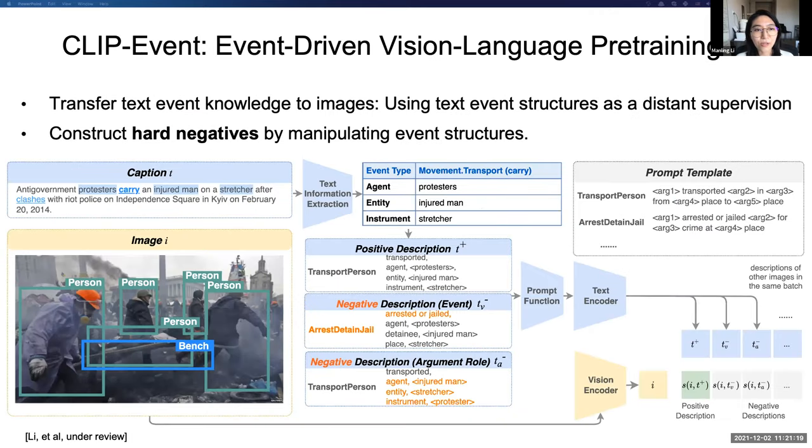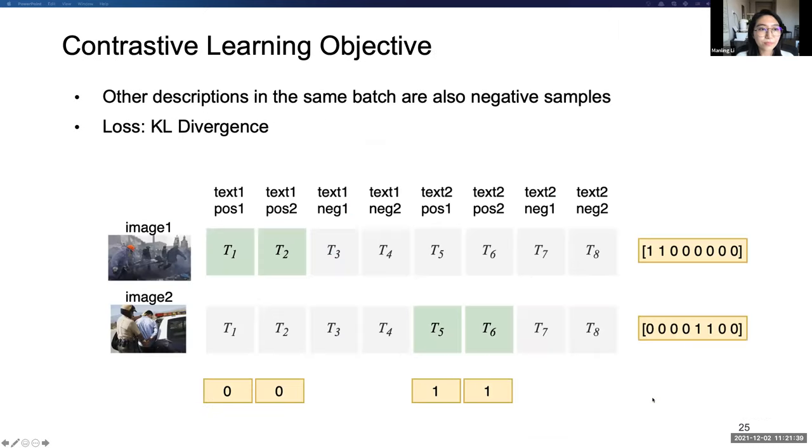After we get the natural language descriptions, we can encode them with the text encoder and the vision encoder, and optimize the text encoder and vision encoder to distinguish the negative descriptions from the positive descriptions. This is quite similar to a CLIP model. And our optimization is based on KL divergence because we may have multiple positive descriptions.